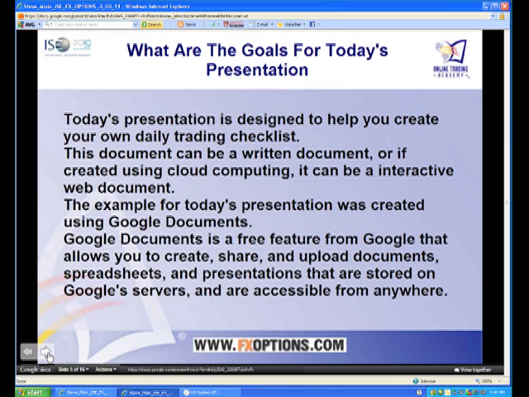And of course, after a while, I figured out a way to actually store all my documents as interactive web documents using cloud computing. So the presentation that you're looking at for today was created using Google Documents. And Google Documents is a free feature that Google allows you to share and create, upload documents, spreadsheets, PowerPoints, presentations they call them. You can also upload any files that you have on your computers, anywhere you have them, and then have them accessible anywhere in the world.